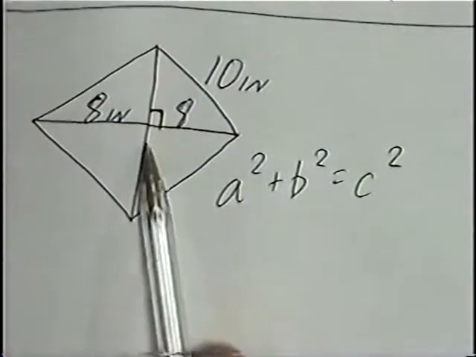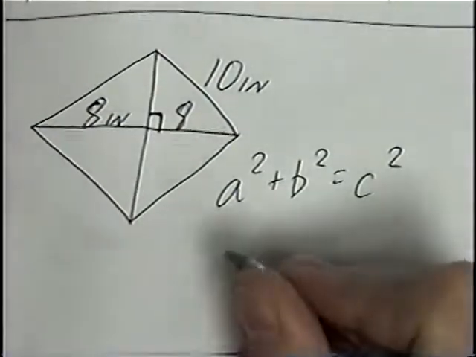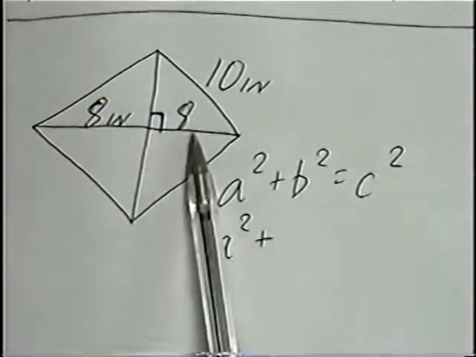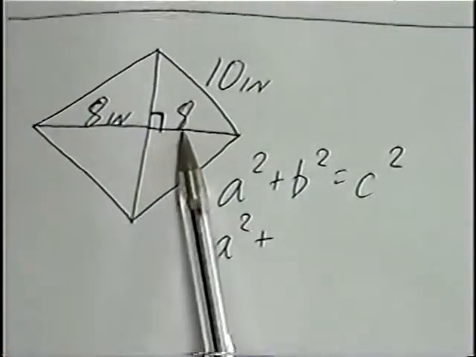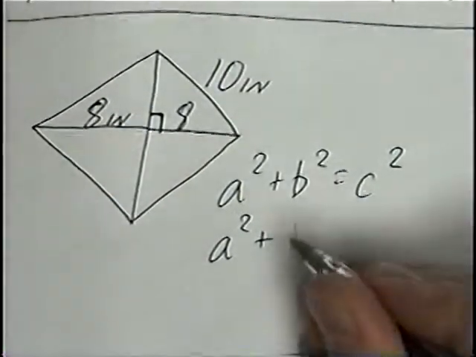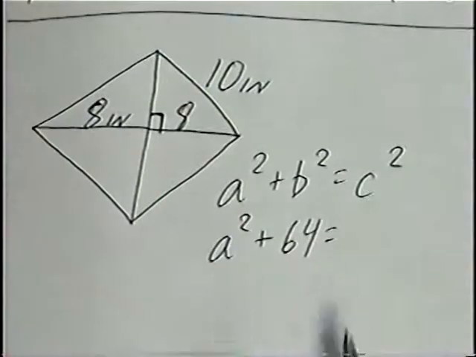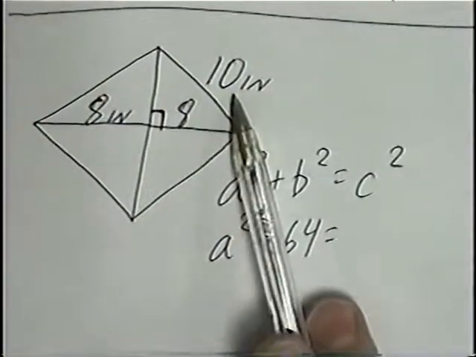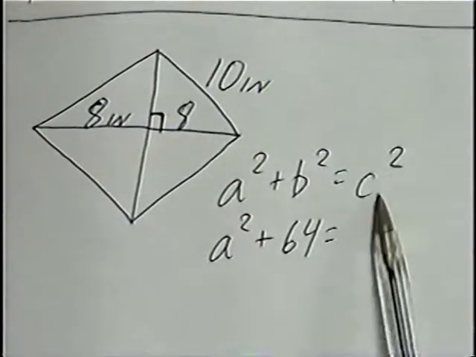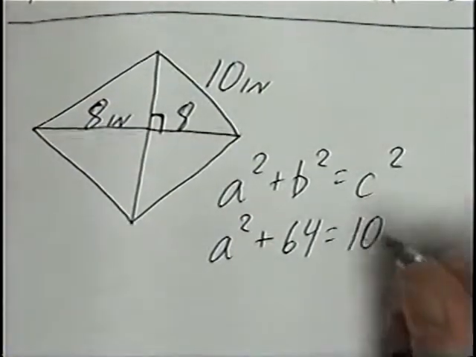The missing side, one of the legs, we can let be a, so a squared would stay the same. B squared is the other side of the triangle that touches the right angle. In this case would be 8. 8 squared would be 64. And C is the hypotenuse, or longest side, which is across from the right angle. In this case is 10, so 10 squared would be 100.